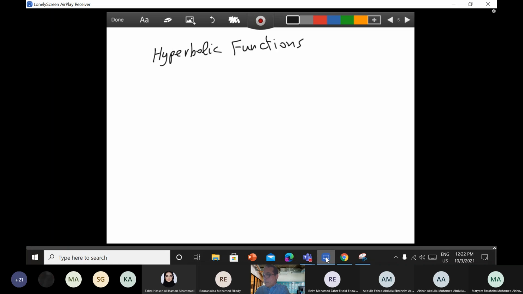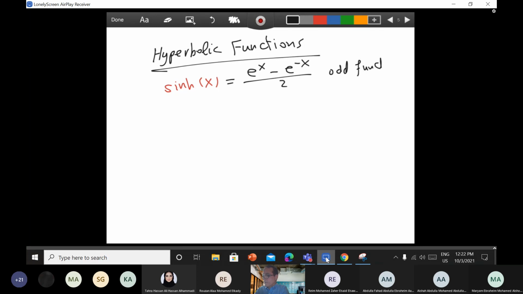The hyperbolic functions, no need for a right triangle, but it is behaving like sin x. It is the algebraic term e to the x minus e to the minus x over 2. It is an odd function. Also, cosine x is the algebraic term e to the x plus e to the minus x over 2. It is an even function.